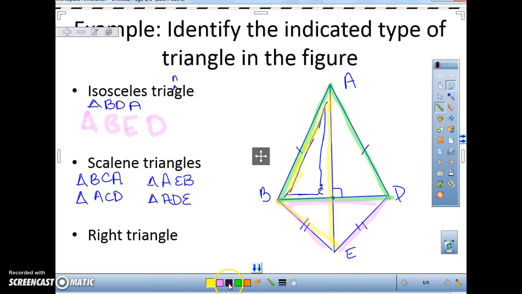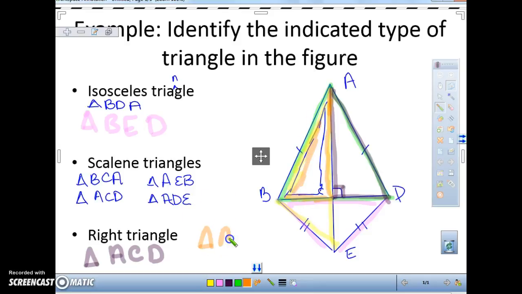So one of them, see this box right here? That means 90. So here's one right triangle. A, C, D. Does anybody see another one? On the other side. Yep. A, C, D. A, C, B. Let me move it up. You can see it.